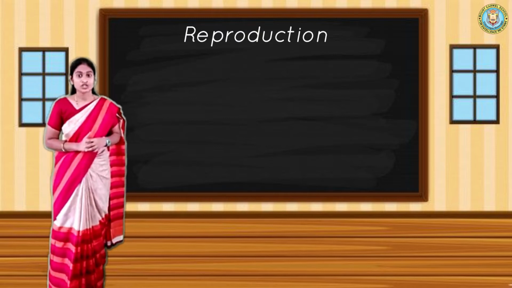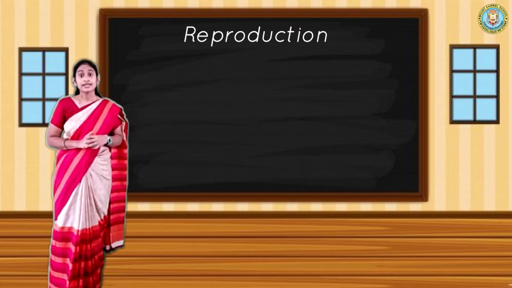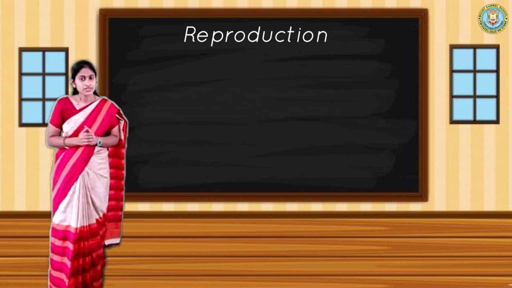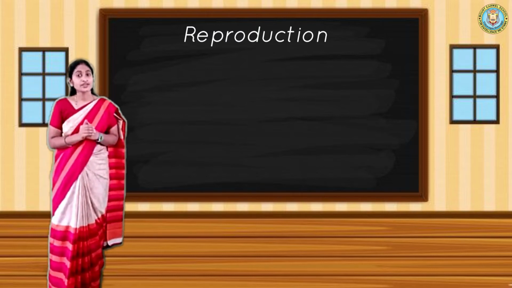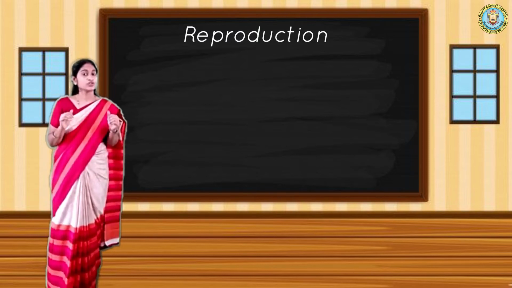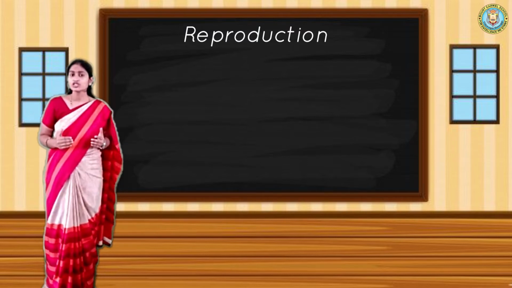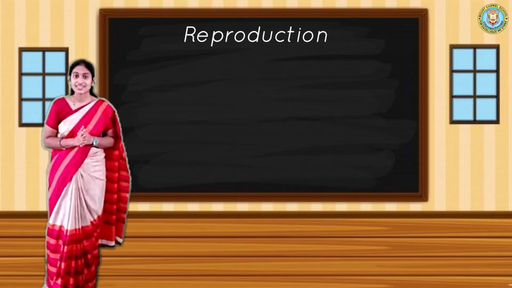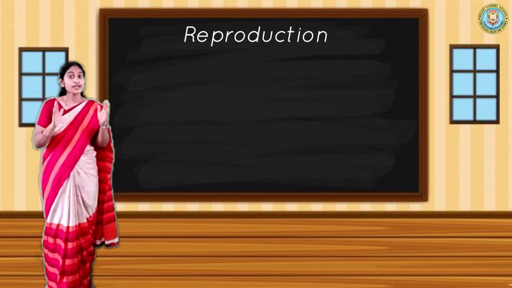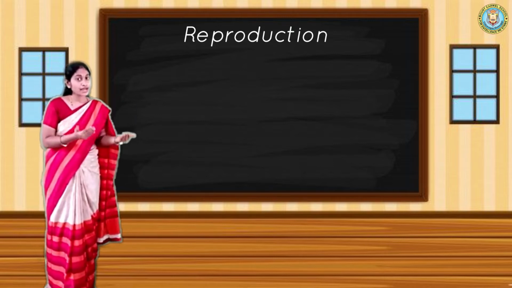About reproduction. Reproduction means what? Do you know, my dear students? Reproduction means we all living organisms produce their young ones, and this process we call reproduction. How does reproduction happen in plants? That we have to learn in today's class. Okay? How can a big mango tree produce a small mango plant?